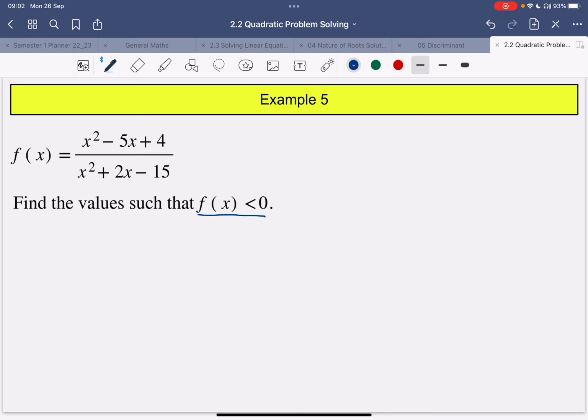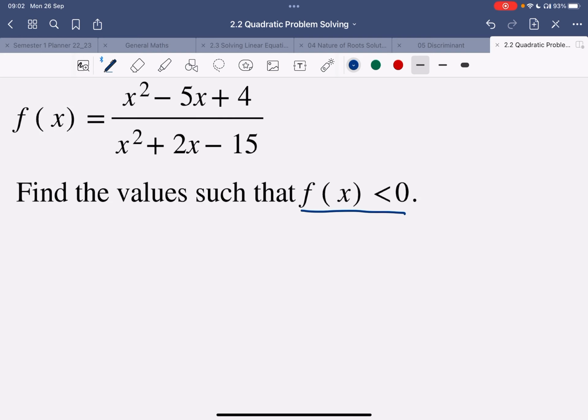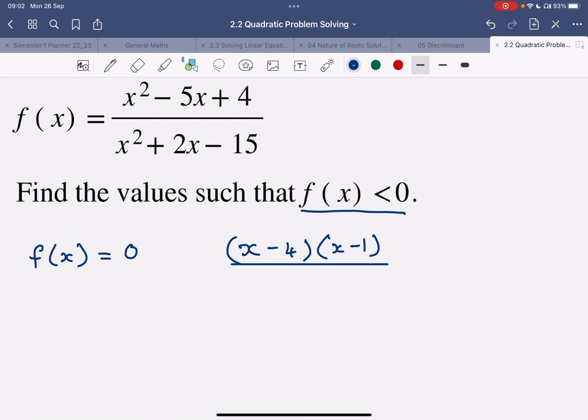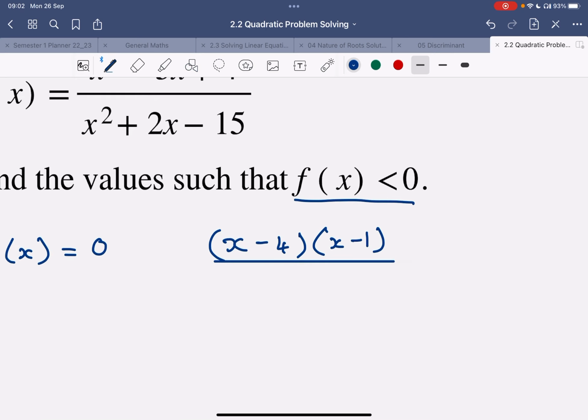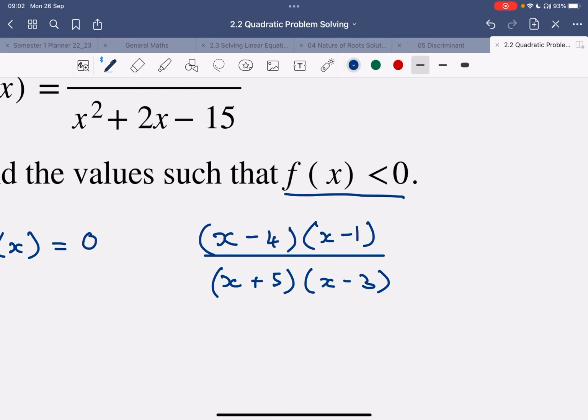What I'm going to do first of all is look at f(x), and I'm going to make it actually equal to 0. Now I'm also going to rewrite f(x) by trying to factorize. So if I factorize the top, I get this, and then when I factorize the bottom, the denominator, I get x plus 5, sorry, that should be a plus 5, and x minus 3.